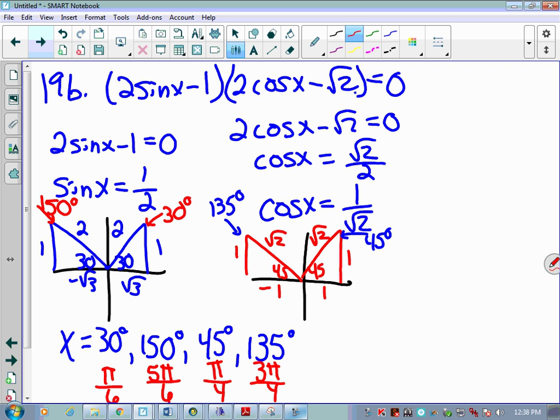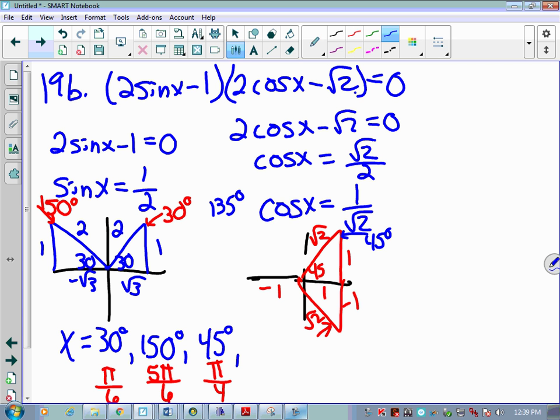On B, we have pi over 6, 5 pi over 6, pi over 4, and 7 pi over 4. Let's see, I might have made a mistake somewhere. 135 plus 45... Oh, no, I see what I did. Because the adjacent has to be positive, we can't actually use that quadrant. It's got to be positive, so we actually have to use this guy down here. Maybe some of you picked out that problem, which means this angle is not 135. It's 45 degrees shy of 360, which means it is 315 degrees.